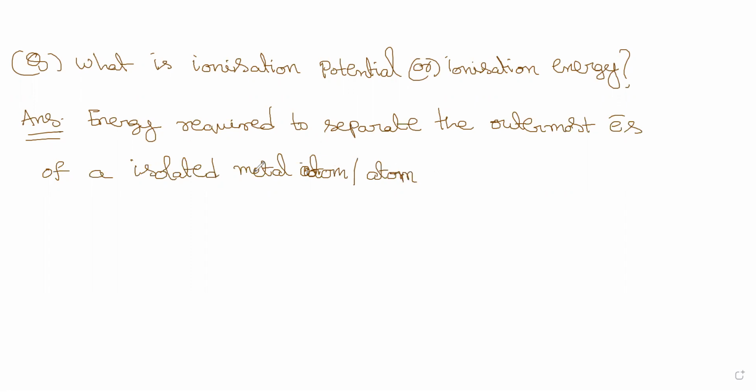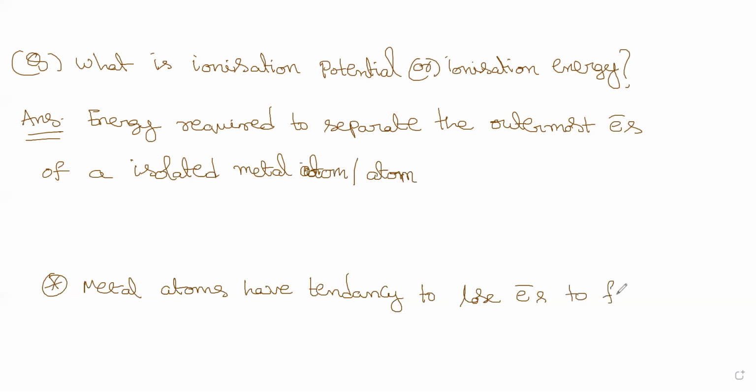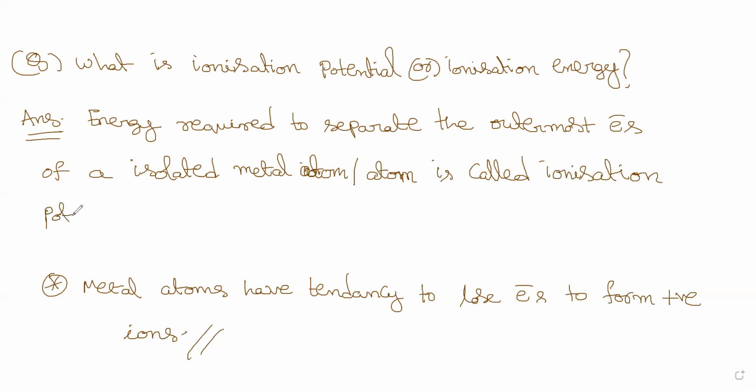Generally the metal atoms will give out electrons, so that's why they consider metal atoms. Metal atoms have a tendency to lose electrons. That's the reason they have written metal atoms have tendency to lose electrons to form positive ions. Positive ions. This is one important point you have to know. Or any atom, you can take any atom. Okay, is called ionization potential or ionization energy.